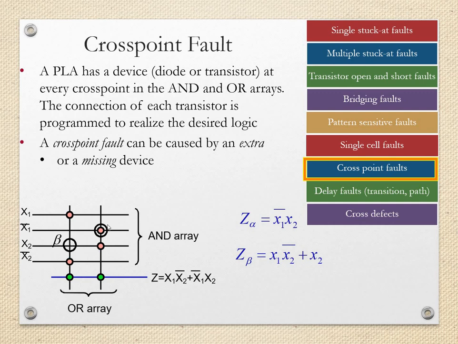Now if you observe the second column, the output expected from the second column is x1 bar x2, but this x1 connection is missing over here, and due to that it will give the output as x1 bar x2. So there may be some missing device or an extra device, and that will result into the fault.